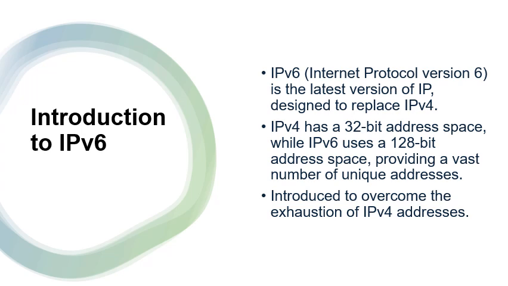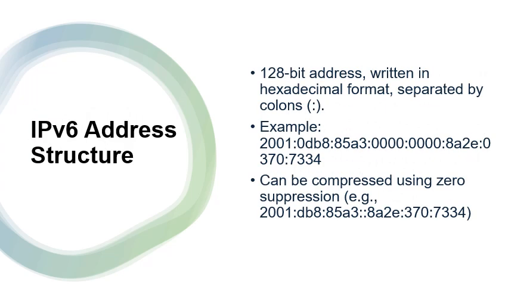Now let's take a closer look at how IPv6 addresses are structured. IPv6 addresses are 128-bit long and are written in hexadecimal format. They are divided into 8 groups, separated by colons. Each group consists of 4 hexadecimal digits. Here on the screen we can see an example of the address.